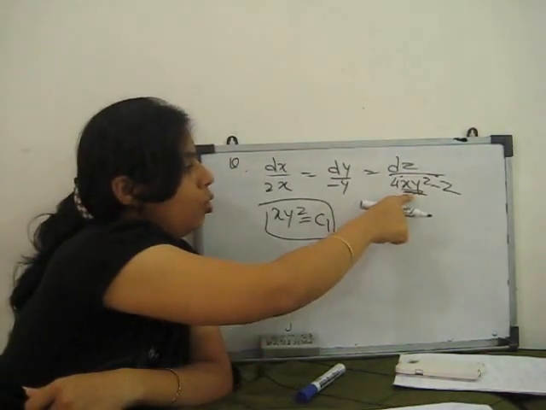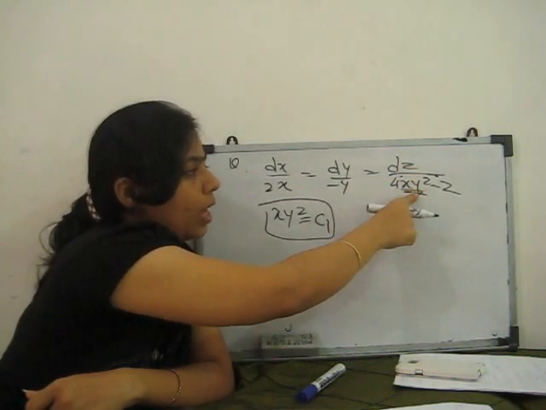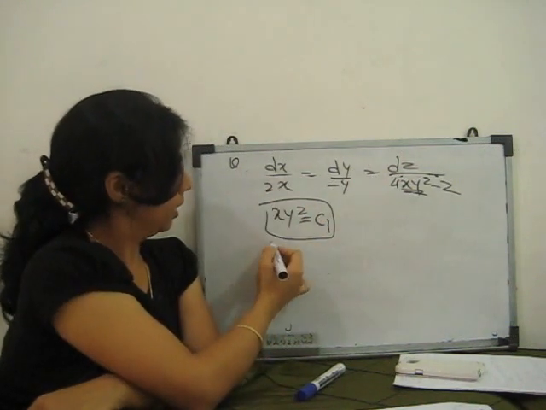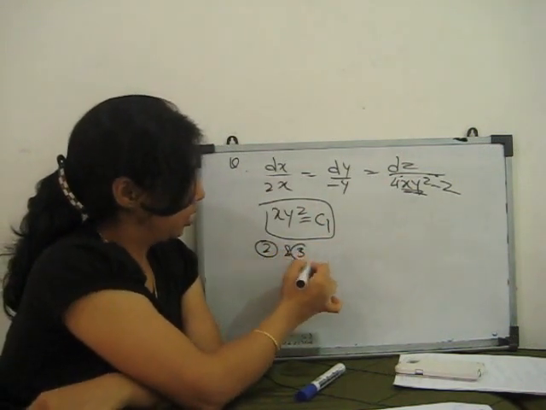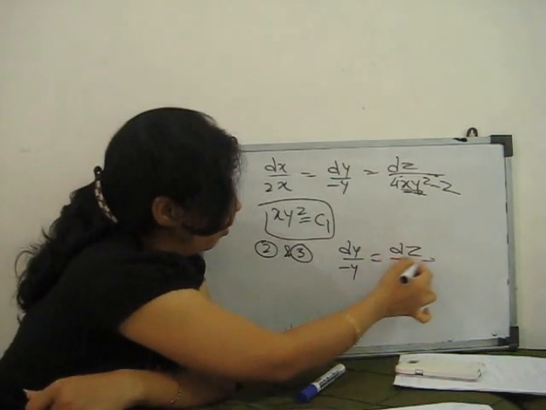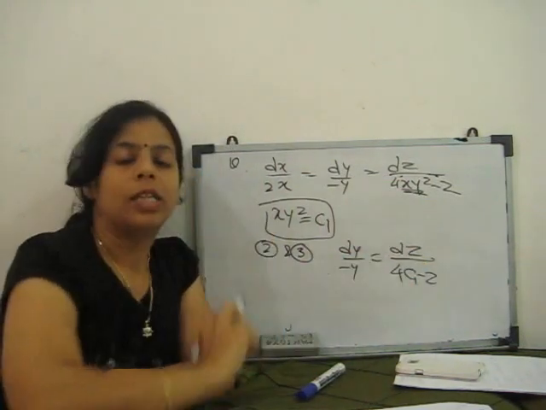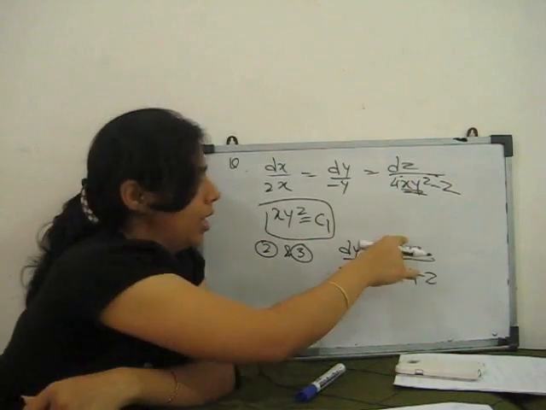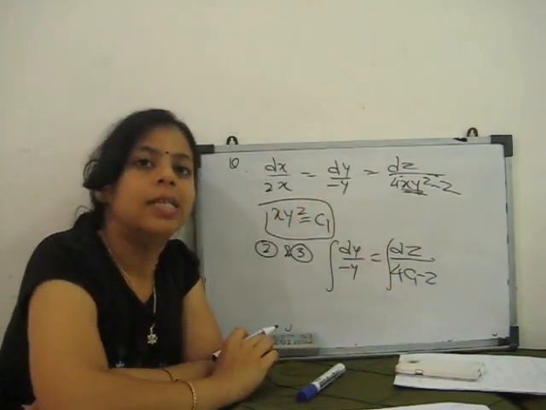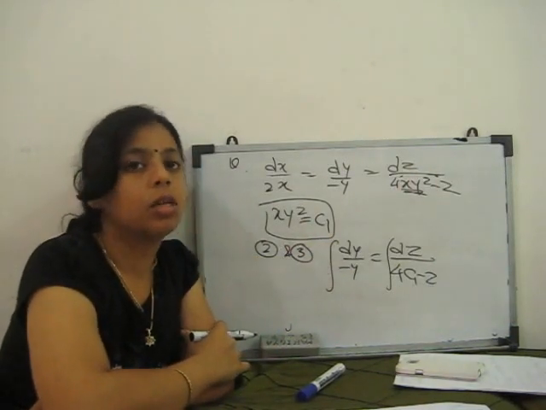So what can we do? We can use either the first and third or the second and third, and in place of x y square we substitute this c1. So we can use the second and third: dy upon minus y is equal to dz upon 4 c1 minus z. Now this is again dy upon y and dz upon z, an integrable form. We integrate it and we will get the second constant. So both the first and second constants combined give the solution.